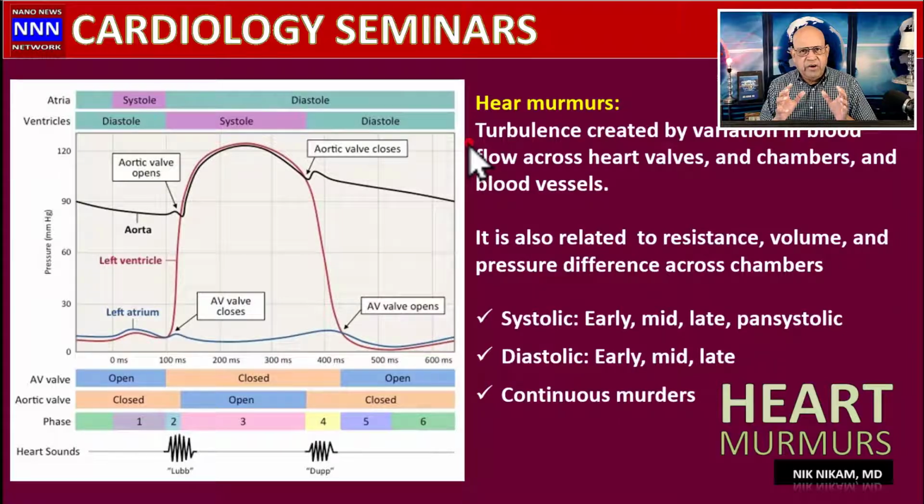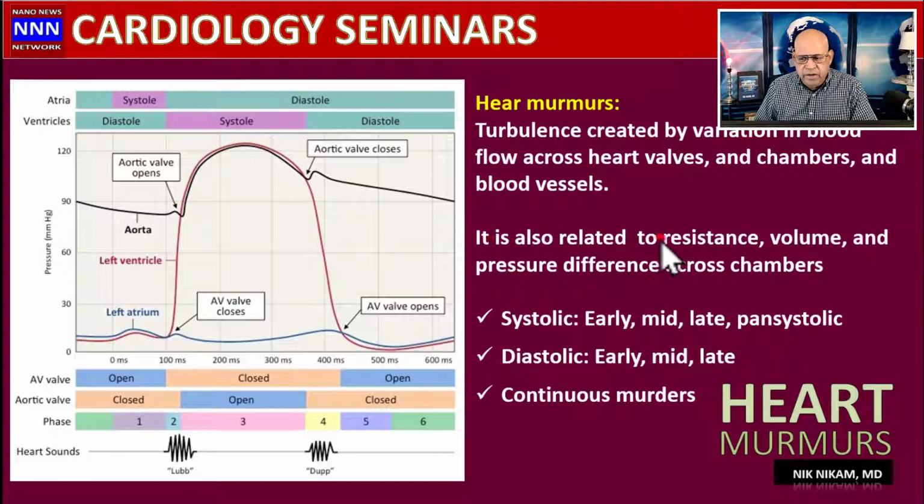Heart murmurs are created by turbulence, which is due to variation in the blood flow across heart valves, chambers, or blood vessels. Any conduit where the blood is flowing, whenever there is a change in the size or the resistance, you're going to get turbulence. The turbulence results in a murmur or a thrill.